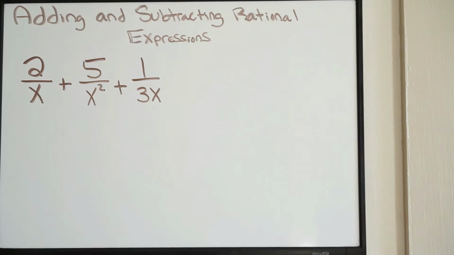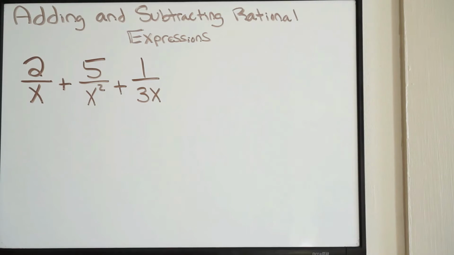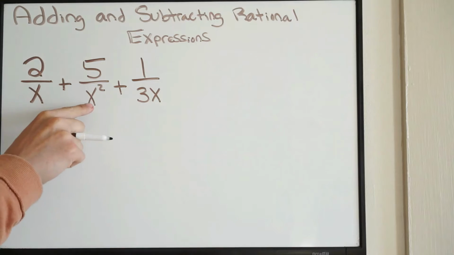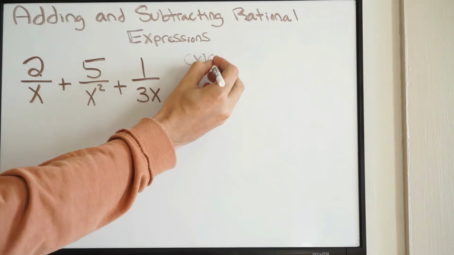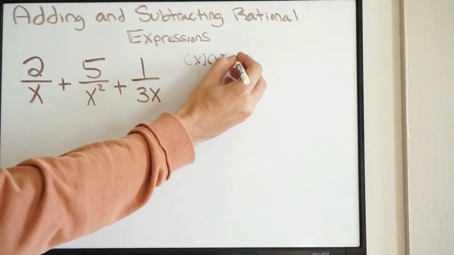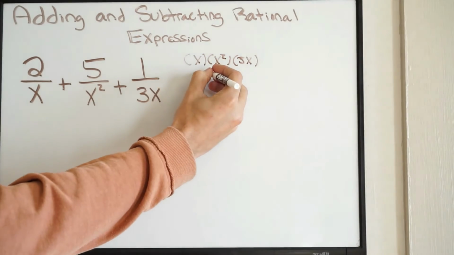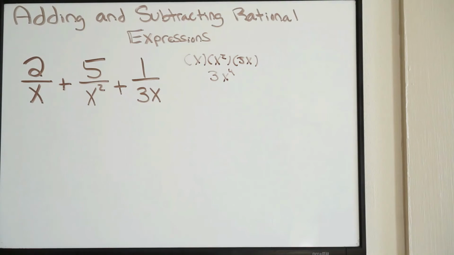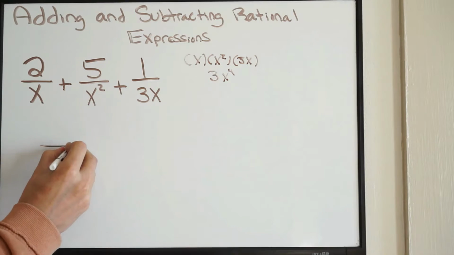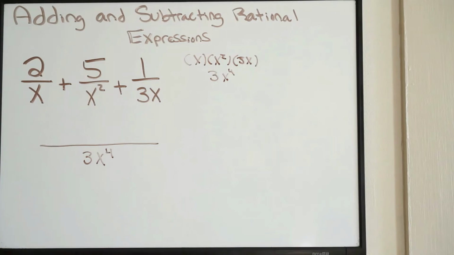The easy way to do that is to simply just multiply your denominators, and that will give you the common denominator. So for example, you're going to do x times x squared times 3x. So again, we can write it off to the side. We're going to do x times x squared times 3x. Okay, and when you do that out, you should get 3x to the fourth. That's going to be our common denominator. So we can go ahead and just rewrite this. We're going to have 3x to the fourth.